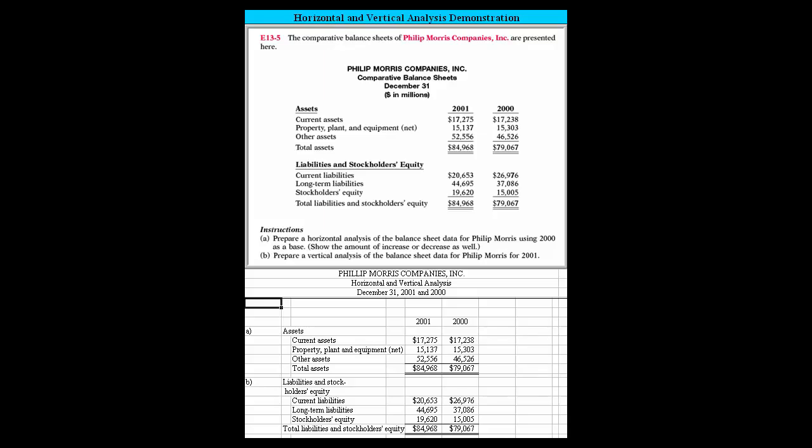Hi everyone. Let's work through a very brief horizontal and vertical analysis demonstration. We'll do so using exercise 13-5, and we're looking at the comparative balance sheets of Philip Morris Corporation. In Part A, we're asked to present a horizontal analysis of the balance sheet data using 2000 as the base, and they also want us to show the amounts of the increase and the decrease. We'll get to Part B in a minute.